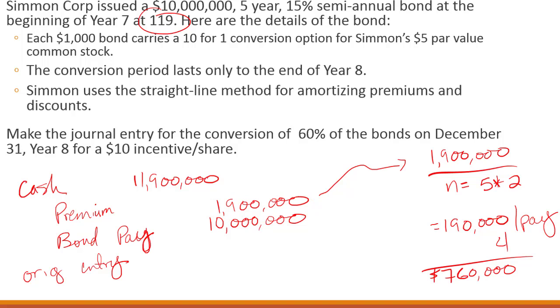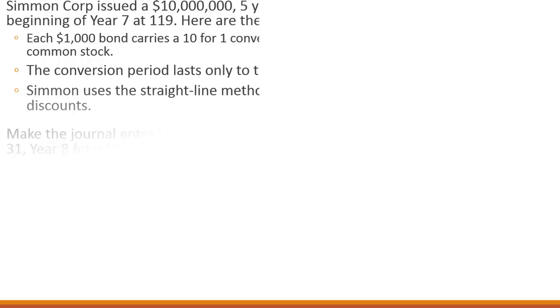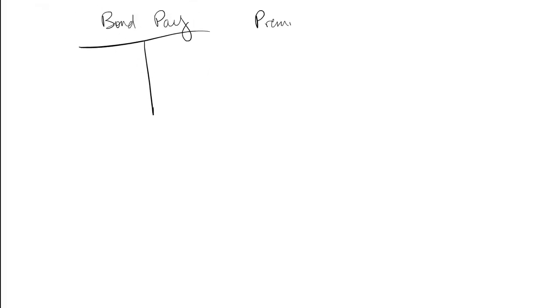And now I have everything I need to get my T accounts done. I know the original bond payable amount, I know what went originally into the premium, and I know what's come out of the premium. So let's take a look at those T accounts. So we have our bond payable and our premium account. Bond payable started with $10 million. Premium started with $1.9 million.